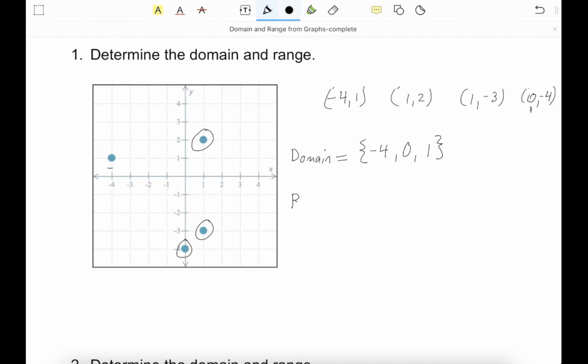For the range, I'll take the y values. Again, I'll do this in order, so going from the smallest one, -4, from this one here, -3, 1, and 2.